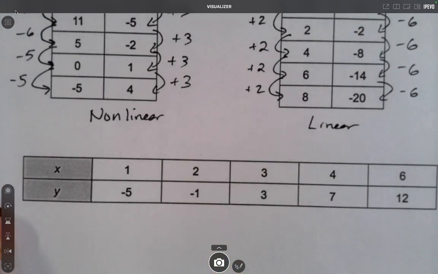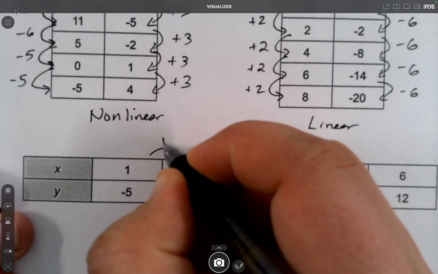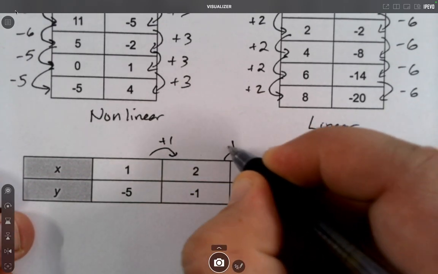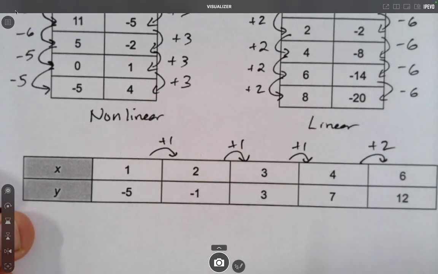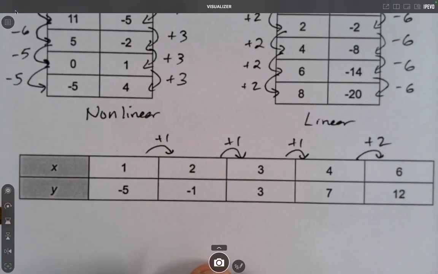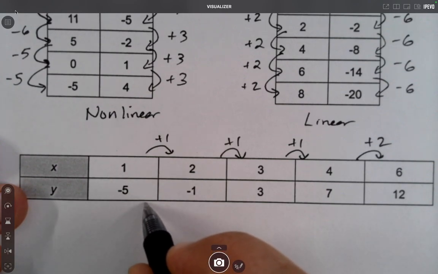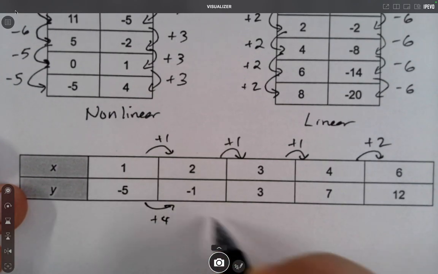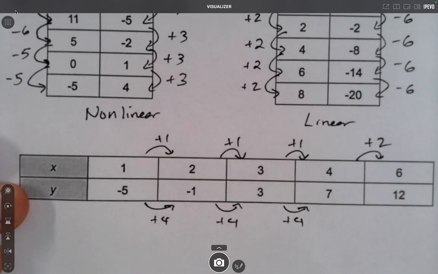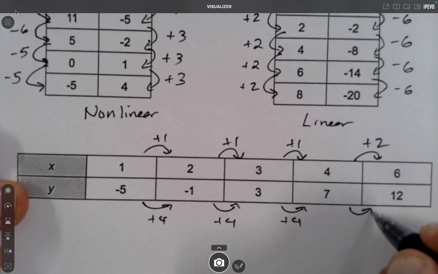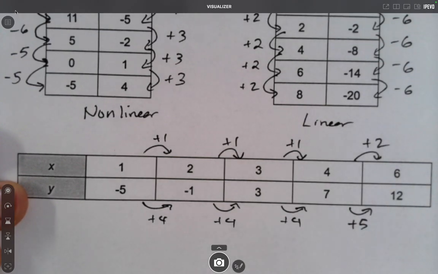Okay, this is no different, just sometimes they put tables in a horizontal fashion instead of vertical. But still the same process. We're going up 1, up 1, up 1, up 2. So I already know this is a problem. But just for fun, let's go down and look at the y's. It goes up 4, up 4, up 4. Ooh, it also has a problem. It goes up 5. So this is a no-go.